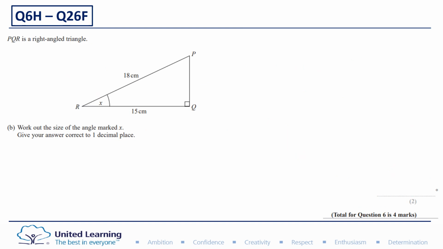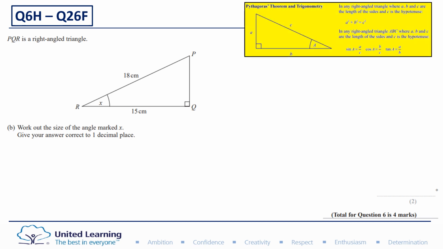So moving on to part B. Again, second 2-mark question, asking me to work out the size of the angle. A right angle triangle containing sides and angles. We know it is a trigonometry question. Identify what the missing sides are. In this case, the 15 is next to the angle, so that's an A. The 18 is a hypotenuse of the triangle. Side PQ is opposite, but as I said, for this question, we don't need that information. So I'm concentrating on A and H.